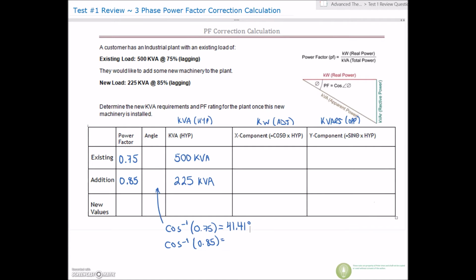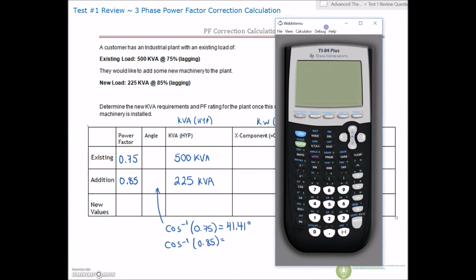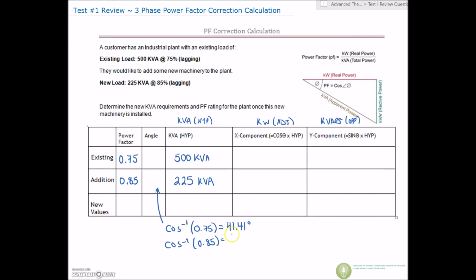Okay, so let's find this other angle, guys. We've got the inverse cos of 0.85, and we should find an angle that's a little bit smaller there. So we've got second function cos, and we're doing 0.85 this time. That gives us an angle of 31.79. Beautiful. So we can drop those in there. Our 0.75 was an angle of 41.41 degrees, and the 85 is 31.79.